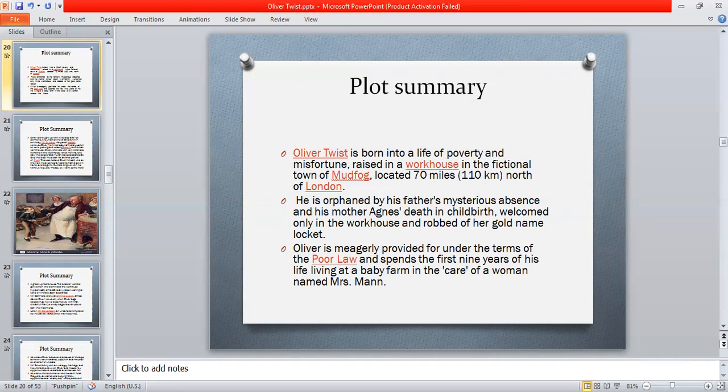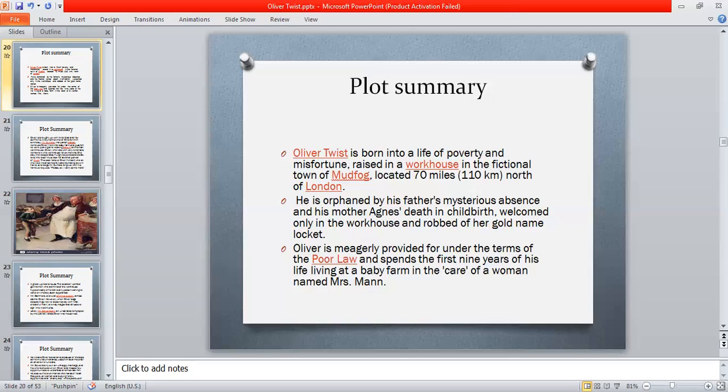Oliver Twist is orphaned by his father's mysterious absence. So he is missing both his mother and father, because his father is absent, or not present, in a strange manner, while his mother, Agnes, died in childbirth, so that Oliver is taken into the world of the workhouse, and the dying mother was robbed of her gold locket.